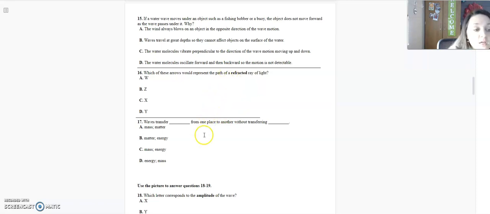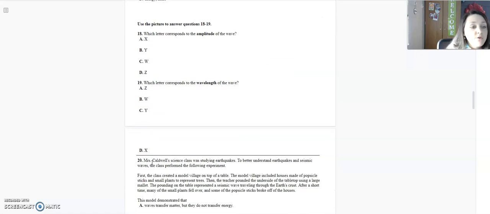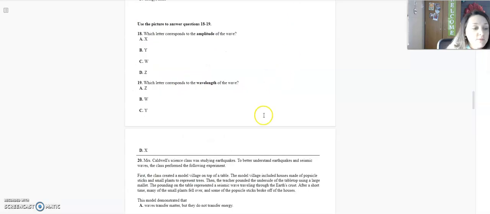Okay? Now, waves transfer blank from one place to another without transferring blank. Well, we know all waves transfer energy, so it has to be D, without transferring mass. All right, so we want to know the amplitude of a wave and the wavelength of a wave. So the amplitude is going to be the height. The wavelength is the distance between two waves.